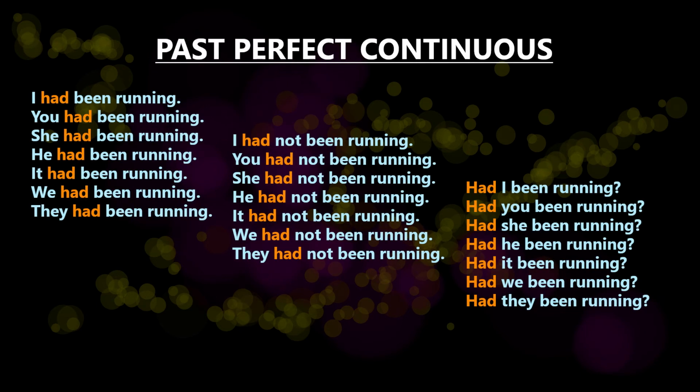Past perfect continuous. I had been running, you had been running, she had been running, he had been running, it had been running, we had been running, they had been running. I had not been running, you had not been running, she had not been running, he had not been running, it had not been running, we had not been running, they had not been running.